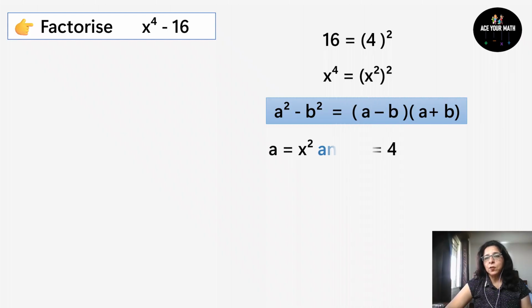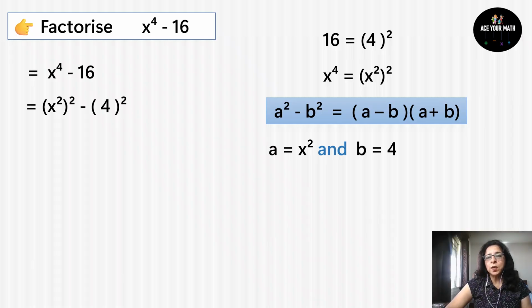What is your a here? Your a is x square and what is your b? B is 4. Now we will rewrite it. So x to the power 4 minus 16 can be written as x square whole square minus 4 square. Now apply the identity a minus b, a plus b. So if you apply the identity, it will become x square minus 4 and x square plus 4. See, one way is that you can leave it here. You can leave your answer here.